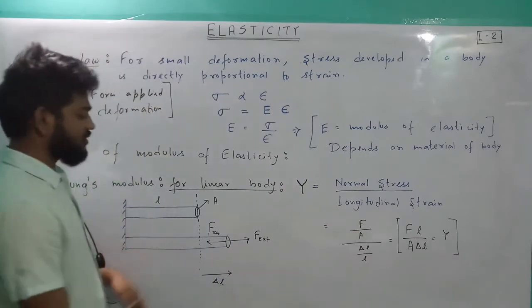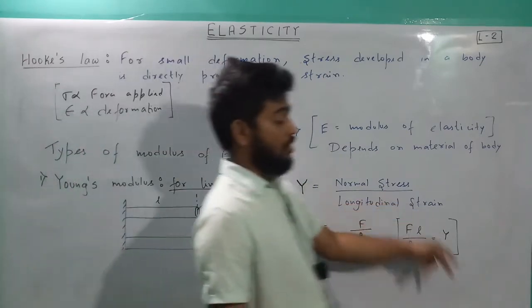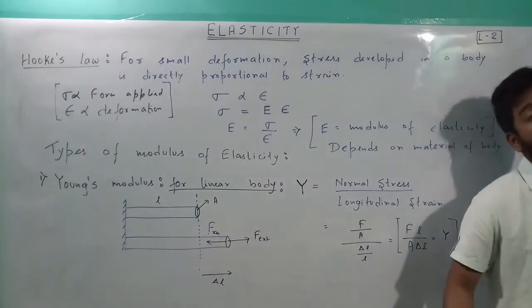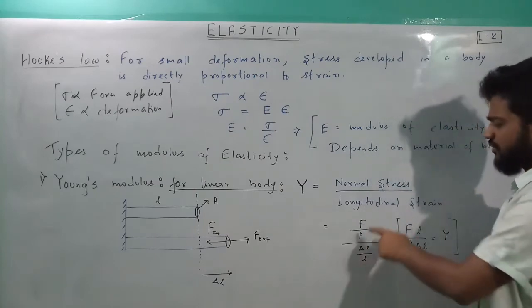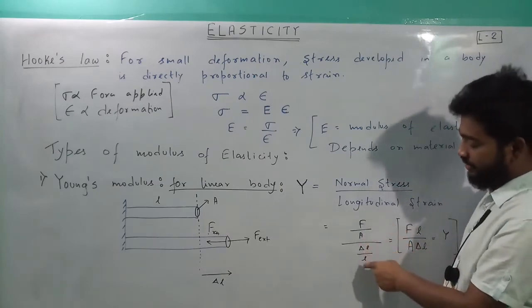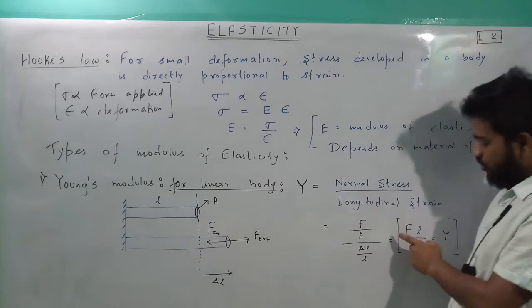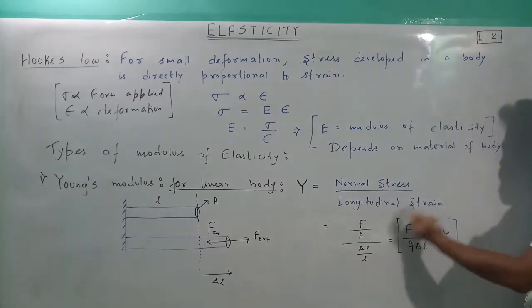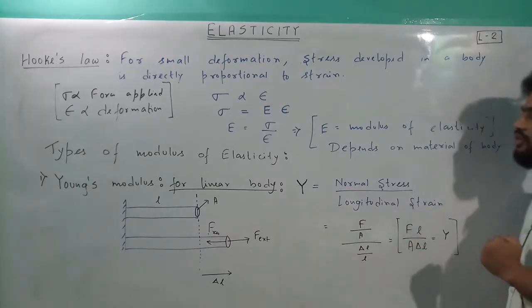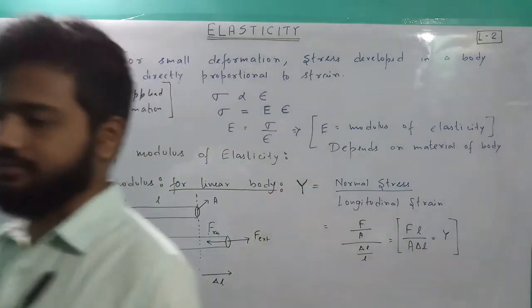So normal stress is developed in linear bodies. And what kind of strain is developed? A longitudinal strain, or we can say the strain along length. So F by A upon delta L by L, stress by strain. So FL by A delta L is equal to Young's modulus of the body. I hope this part is clear. Kindly note this down.